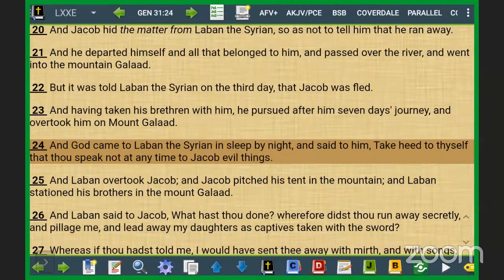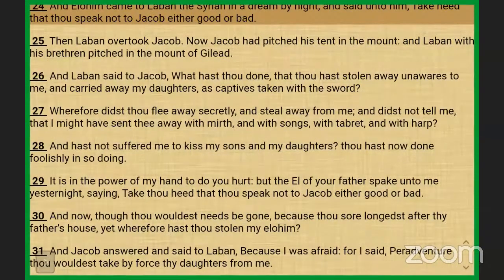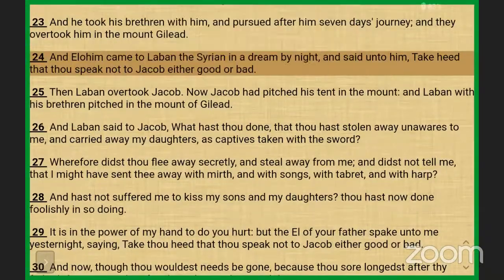So this makes sense. The Septuagint, in my opinion, makes a little bit more sense. Yahuwah is being very specific with Laban: you better not threaten his life, you better not speak evil things to him. That's the context there, versus the Masoretic that makes it a little bit more generalized. I'll show you what I'm talking about here.